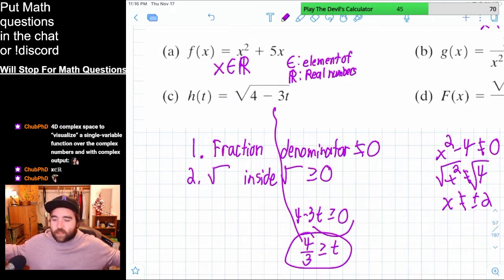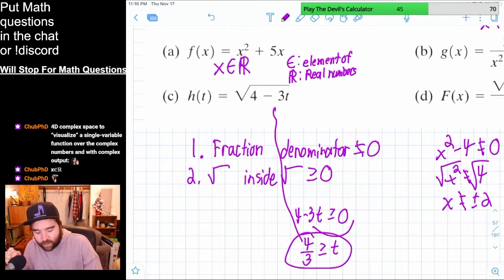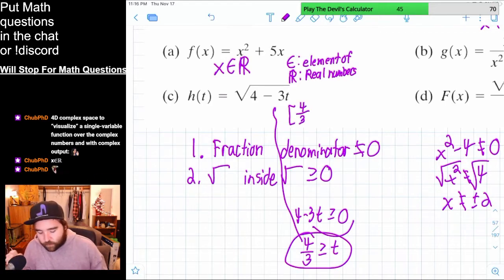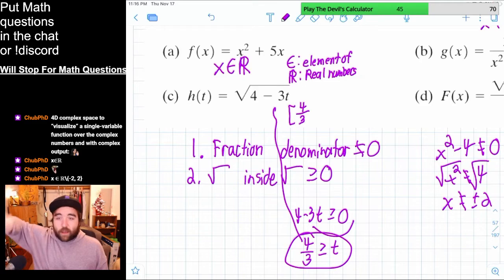So let's start with C. So we already said that the domain is that t has to be bigger than or equal to 4/3. So let's think, what's the smallest thing t can be? Well, that's what we just said. It has to be bigger than or equal to 4/3. So the smallest thing it can be is 4/3. You put a bracket on the 4/3 because it can be 4/3.